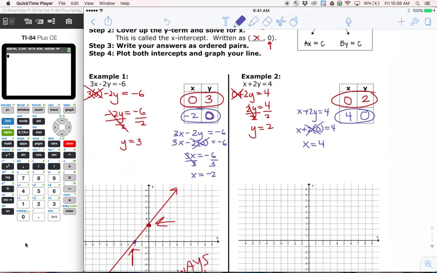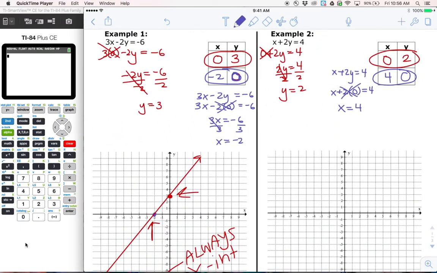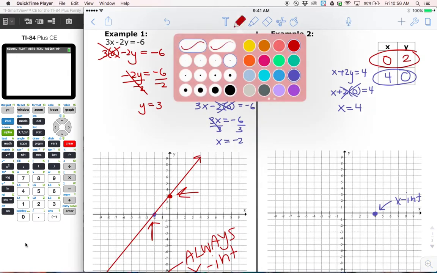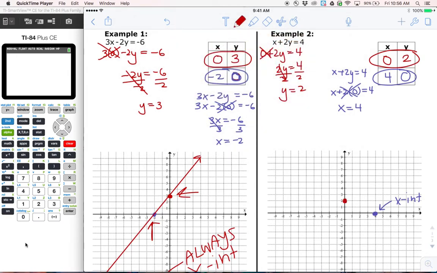Okay, let's look at this on the graph. Here we go. 4, 0 is right here. That's my x-intercept, right? And then we have 0, 2 for my y-intercept.